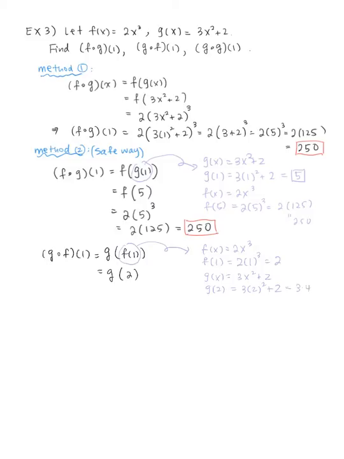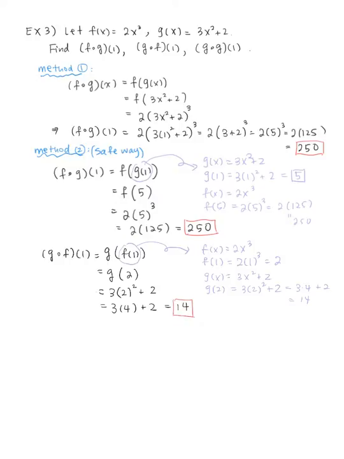Which is, what is that? 3 times 4 plus 2. 3 times 4 is 12 plus 2 is 14. So that's how it's going to have to work. So let me just write. Now g of 2 is, again, 3 times 2 squared plus 2, which is 3 times 4 plus 2, which is going to give us 12 plus 2, which is 14.